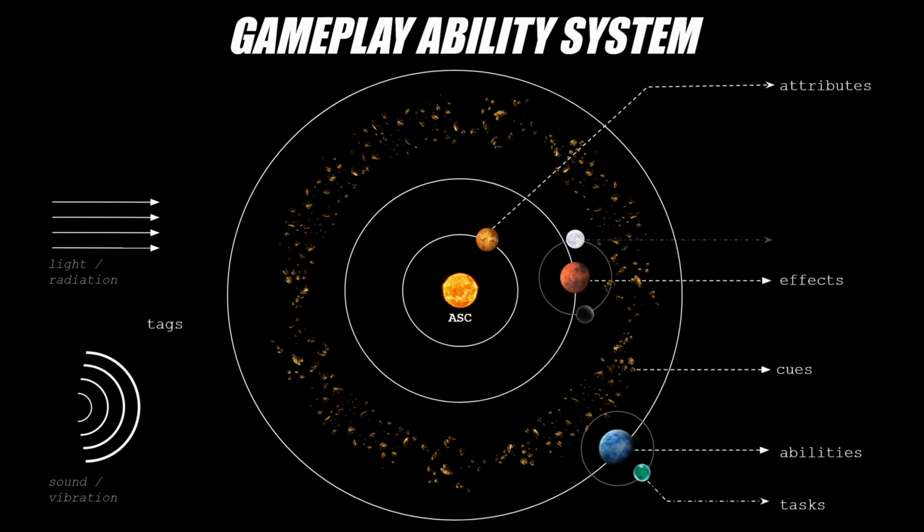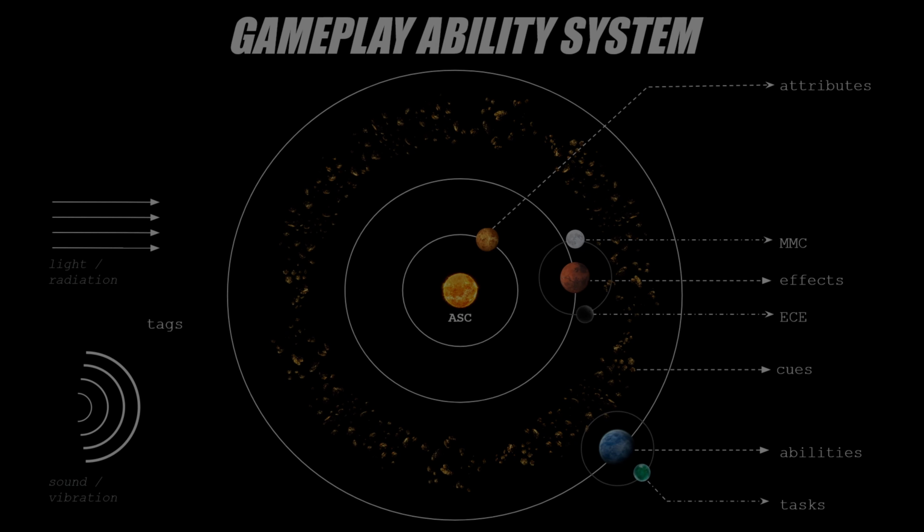Likewise, the MMCs and ECEs, which is another class you will learn about in the next chapter, can also be thought of as moons to this effect planet of this ASC actor. Technically, they're only ever used by gameplay effects for calculations. MMCs, depicted by a white moon here, are networked and hence predicted. ECEs, depicted as a dark gray moon here, are not.